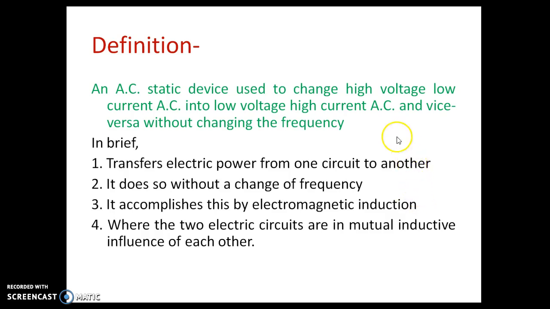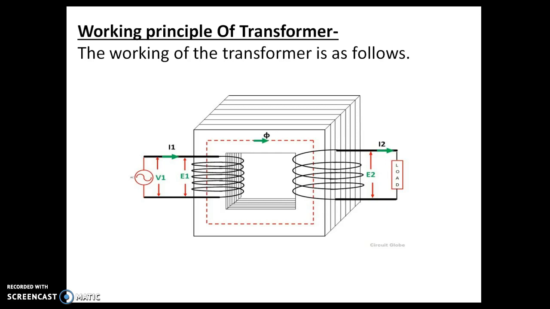So, as the definition, the transformer is nothing else. It is a static device which works on the alternating current. It is used to change the high voltage to low voltage or high current to low current, or you can go the vice versa also. In brief, it transfers the electrical power from one circuit to another circuit without a change of frequency, meaning the frequency is constant. And whatever power is transferred from one circuit to another circuit is done by electromagnetic induction. And one thing is, the two electric circuits have no electrical connection.